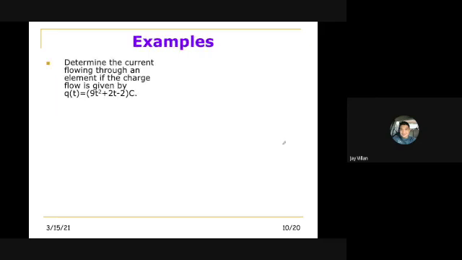Examples. Let the current flowing to an element, if the charge flow is given by q(t) = 9t² + 2t − 2 C. Okay? So take note that what we are looking for here is the charge flow.